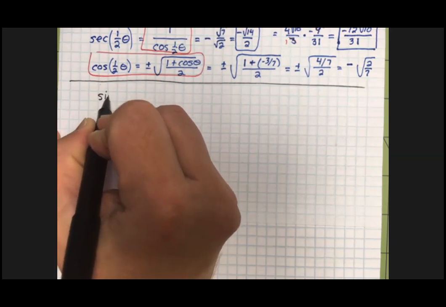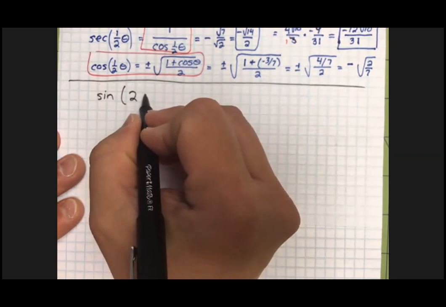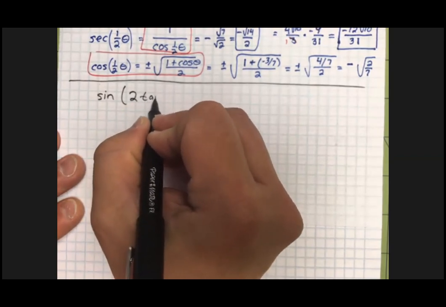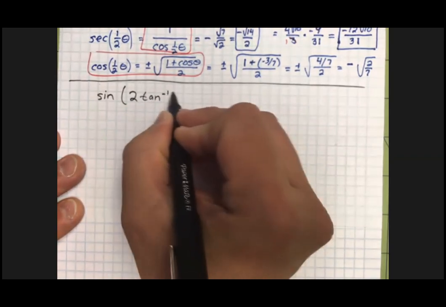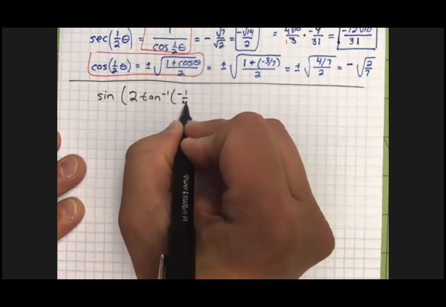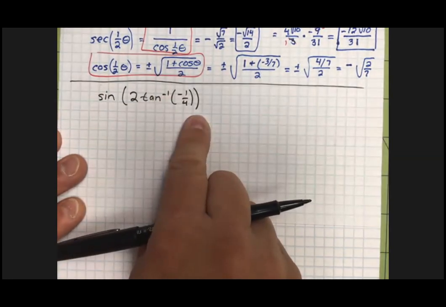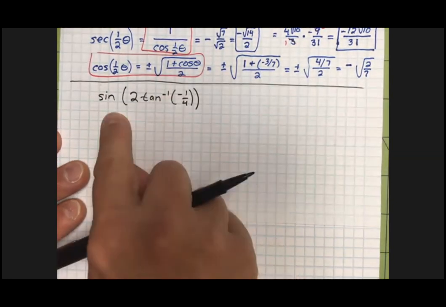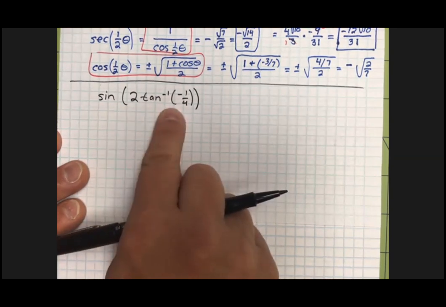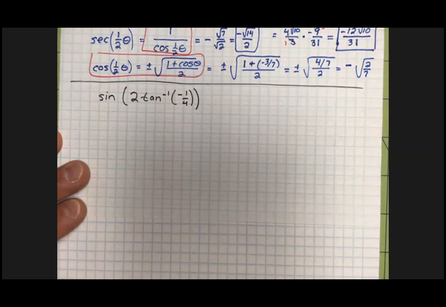What is the sine of 2 times the tan inverse of negative 1/4? That looks like a mouthful. Sine of 2 times the tangent inverse of minus 1/4. How do you resolve this?